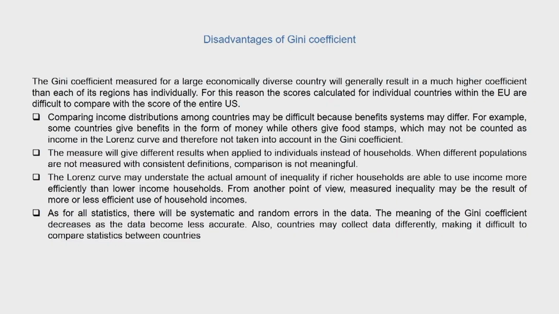Secondly, the measure will give different results when applied to individuals instead of households. When different populations are not measured with consistent definitions, comparison is not meaningful. This is one of the very important limitations of the Gini coefficient because in a country such as India, we have seen that there is large-scale intra-household inequality in the distribution of resources. So when we are saying household income, this income need not necessarily be equally distributed among all the members of the household.